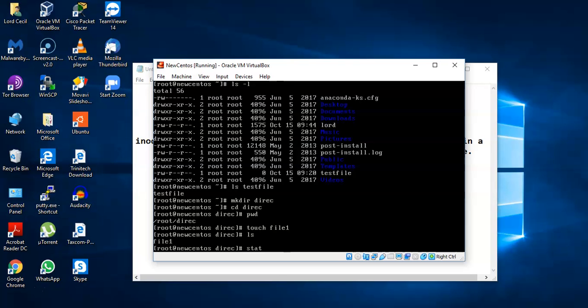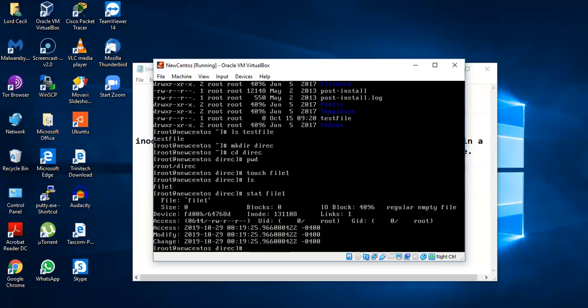So stat file1. And it gives us, let me bring my mouse, if we look carefully, the file is called file1. The size is 0. The blocks is 0. Blocks are just like building blocks that make up the file. Just like you build a house, you put the blocks together and it makes up the house.